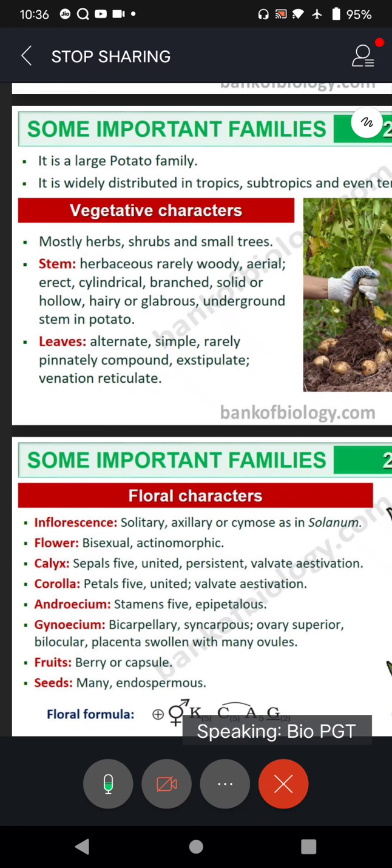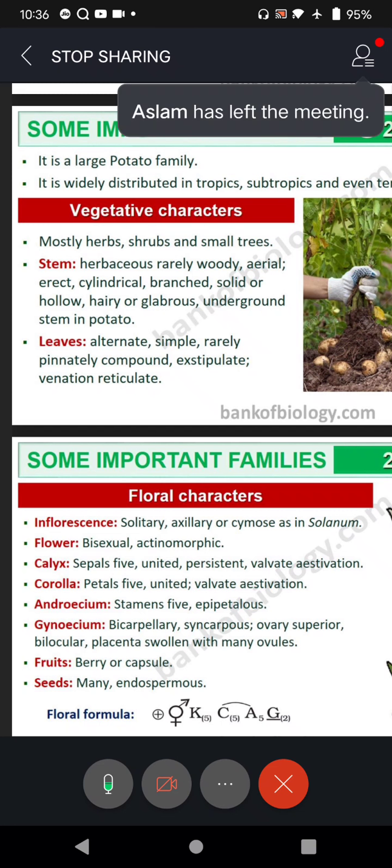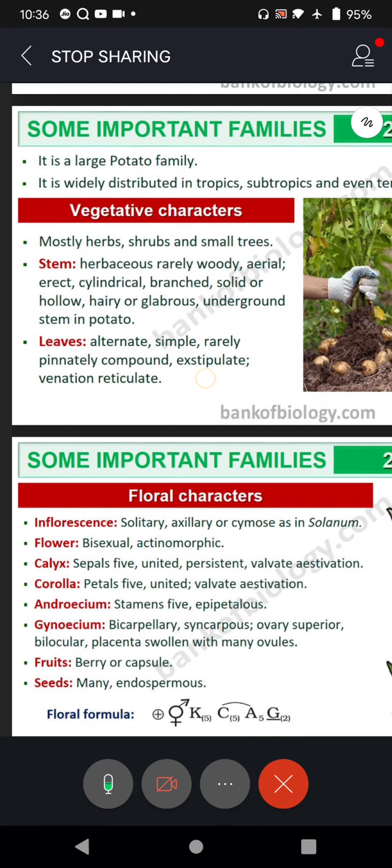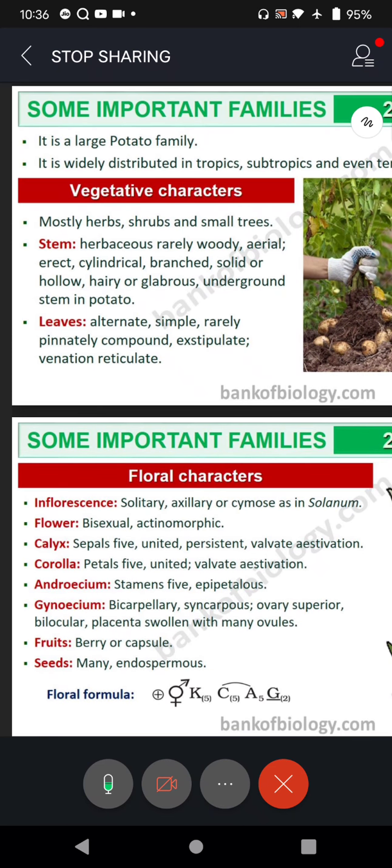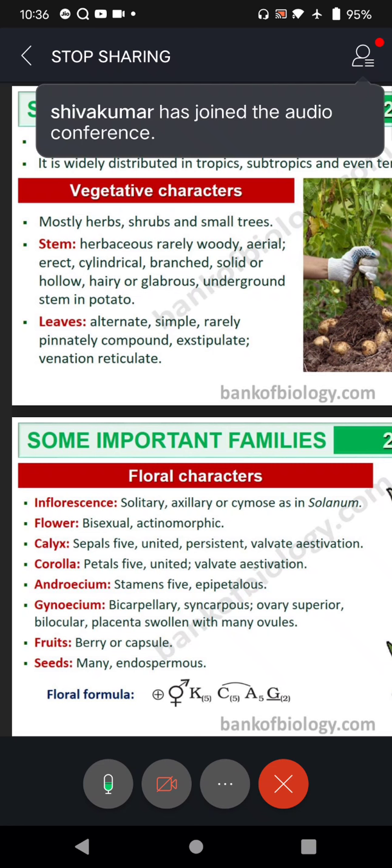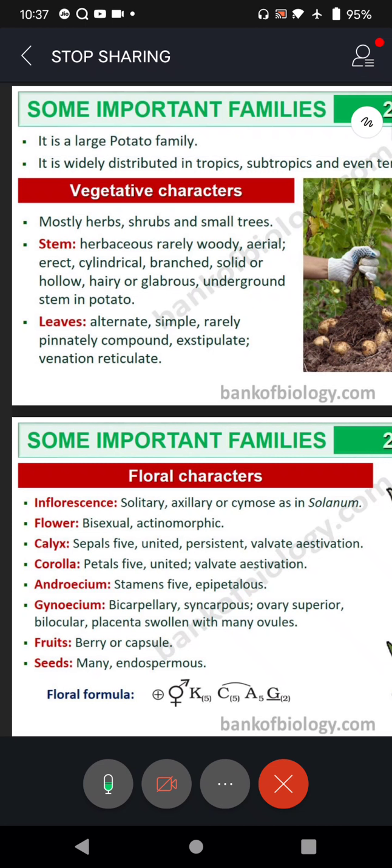Herbaceous means it is very thin and weak. Rarely woody means a thick wood will be there, but it is rare. And aerial means towards the sky, the stem is going towards the sky. Erect, straight. Cylindrical, it is in the shape of a cylinder. And branched, the stem has got branches.